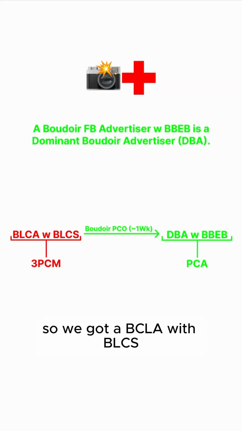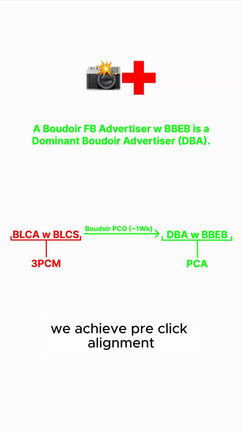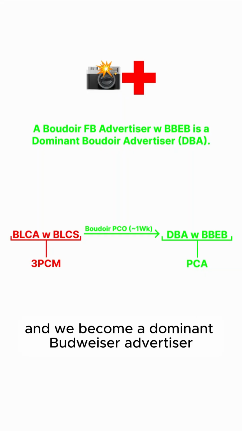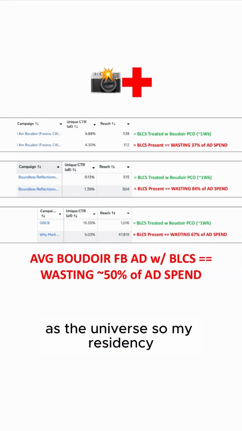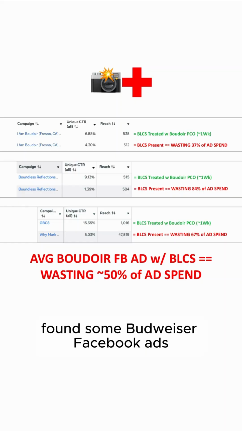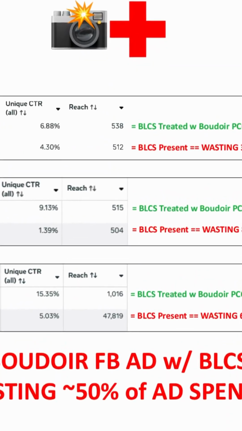So we've got a BLCA with BLCS, caused by the 3 pre-click mistakes. We treat it with Boudoir Pico, which takes about a week. We achieve pre-click alignment, and we become a dominant Boudoir advertiser with Boudoir brain entry boost. That's the universe. So in my residency, I went in, found some Boudoir Facebook ads, brought them back to the hospital, tested them, patched them up.